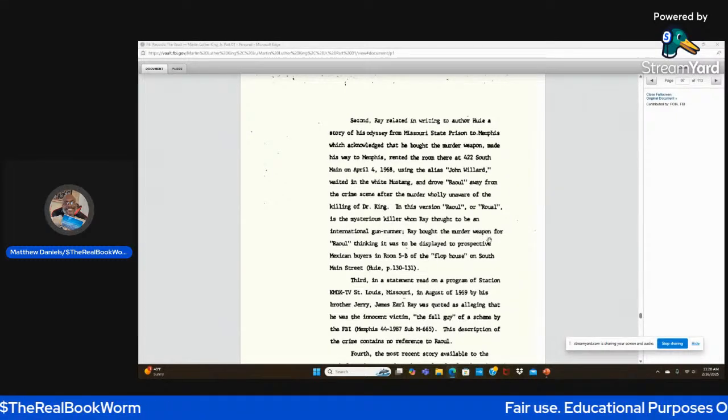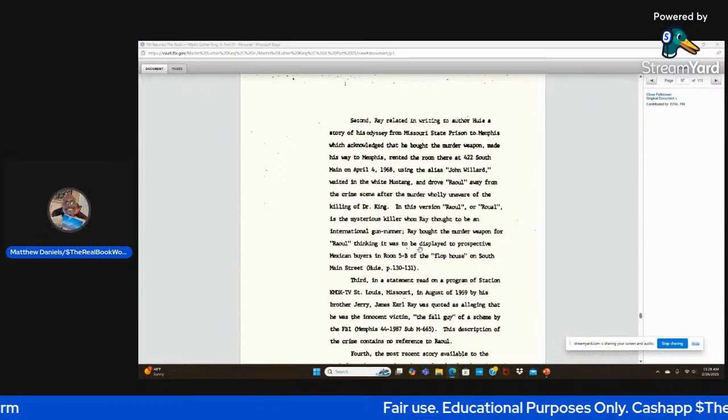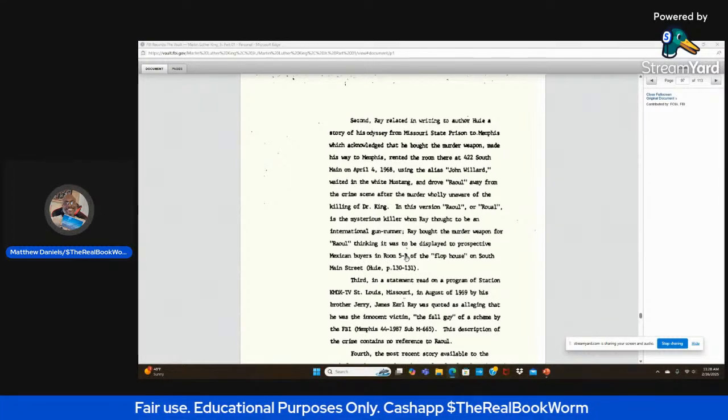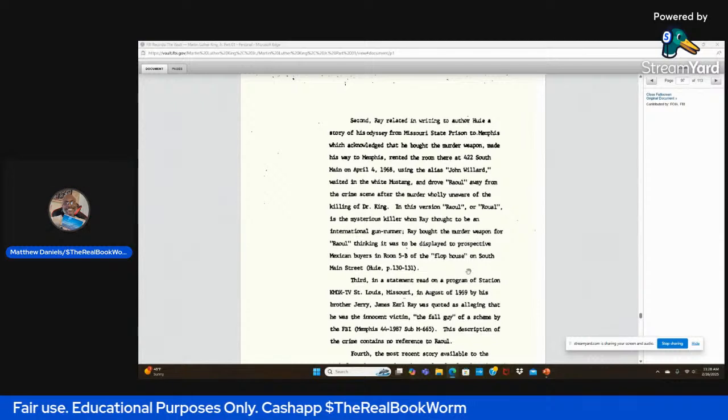Ray bought the murder weapon for Raul, thinking it was to be displayed to prospect Mexican buyers in room 5B of the Flop House on South Main Street.